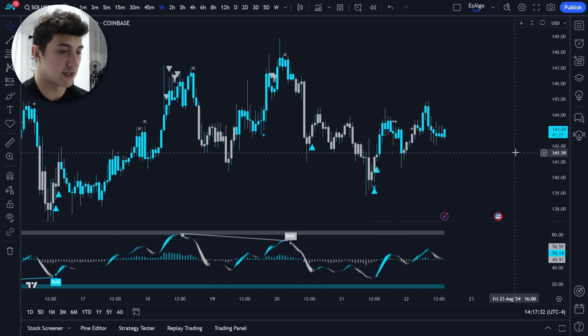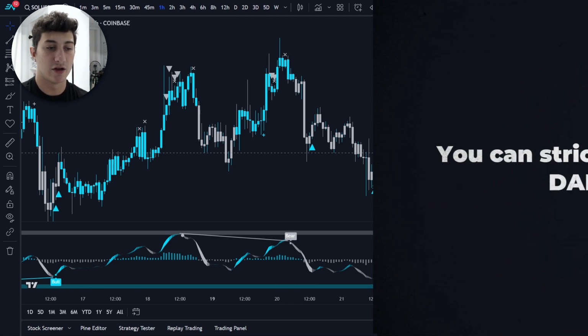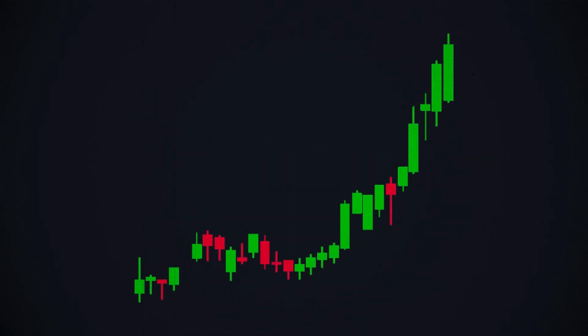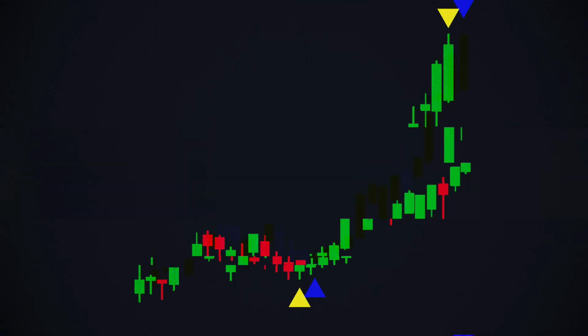So when you're using these signals on a lower time frame, you don't want to use these by themselves. You want to use them in confluence with the other EzAlgo inputs like I had mentioned. However, when you're using these signals on a higher time frame, now this goes against a lot of my trading rules, but I'm very confident in the algo that I've developed over the years. So I'm confident saying this. You can strictly use these signals on a daily plus time frame to help you get in and get out of the market, mainly to help you buy back in, because we're in crypto for the long term.